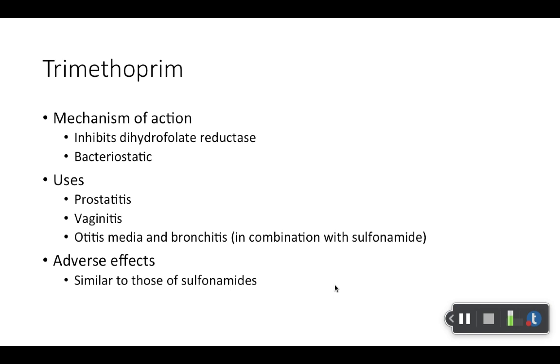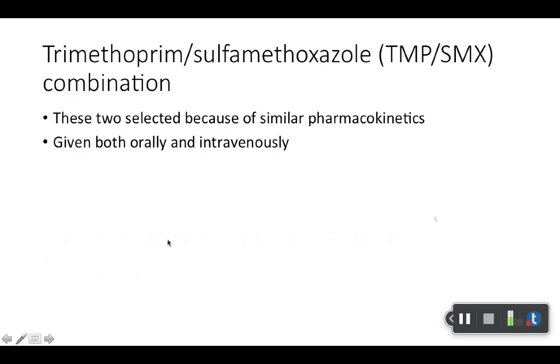But its uses there: UTIs, acne vulgaris are one. Sometimes you see it for PCP, the pneumocystis pneumonia. It's an off-label use, and then, like I said, off-label too for UTI. And then read through those uses as well.